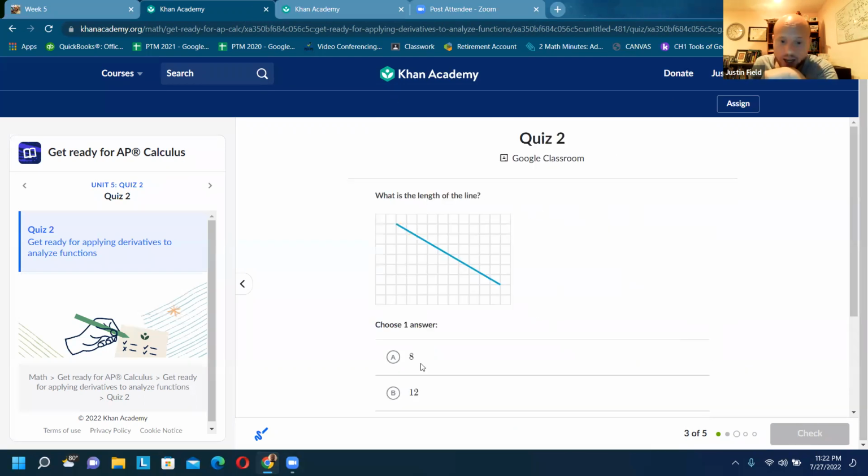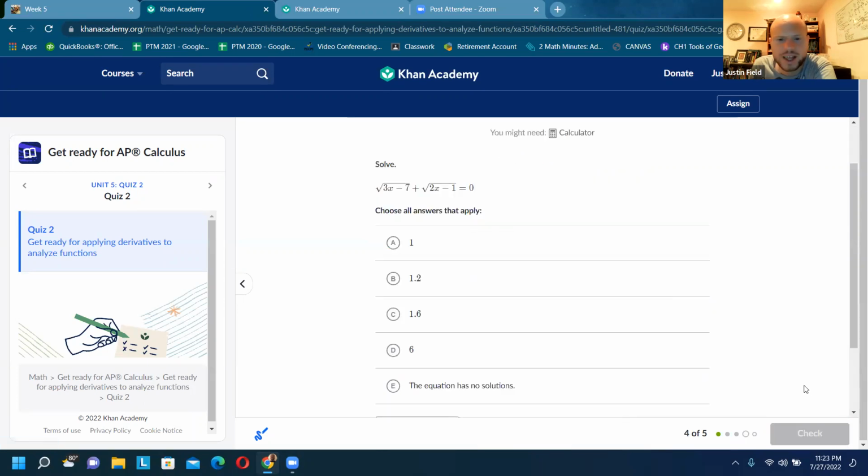What is the length of this line? You could do that. Do the distance formula or the Pythagorean theorem. Solve. Okay, so let me just show you with this one. We want to put them on their own sides. The only thing is, if I do put them on their own sides, then there's going to be a negative in front. So still do that.